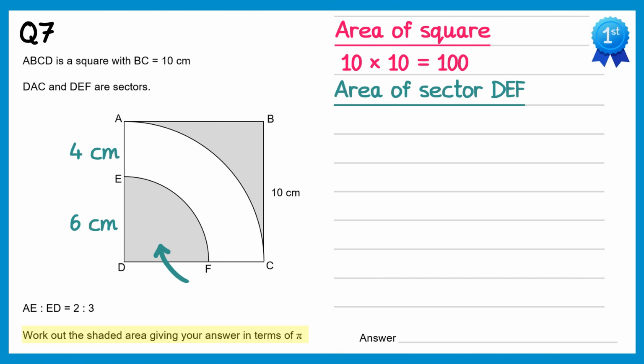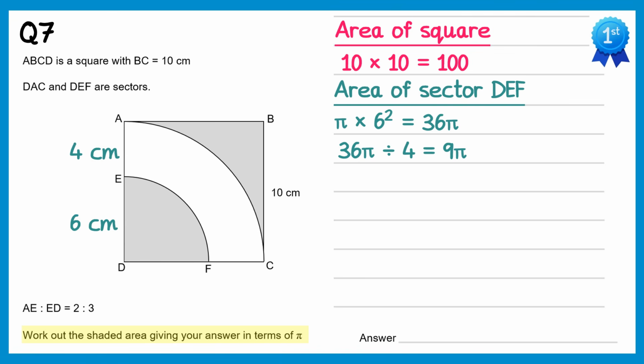This means the radius of our sector is 6. So we can do pi times 6 squared, which will give you 36 pi. That's the area of the whole circle. But this sector is a quarter circle, so we'll divide that by 4, which gives you 9 pi. So the area of the sector DEF is 9 pi.